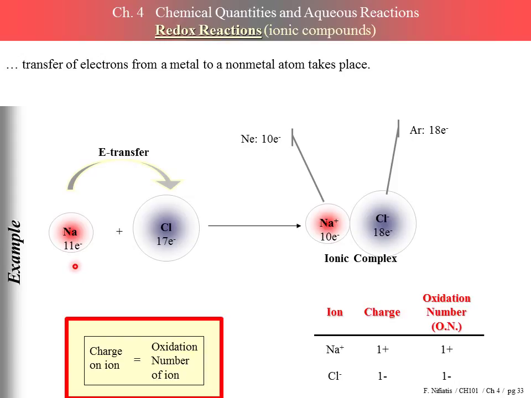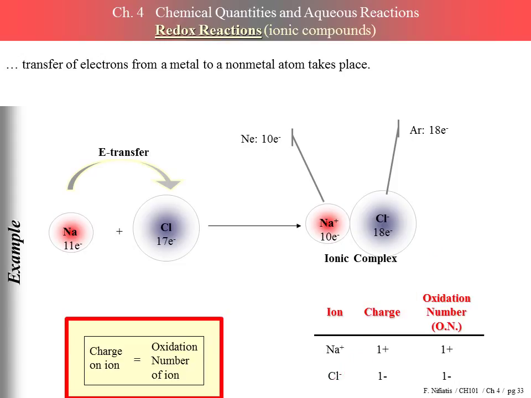Do you remember? Back then we were discussing sodium, a metal that has the tendency to give up 1 electron, and the chlorine atom that has the tendency to gain 1 electron. Sodium has 11 electrons. If it loses 1, it's going to have 10, the same as a noble gas, neon. Chlorine has 17. If it gains 1, it's going to have 18, the same as a noble gas, argon. Now, the sodium cation has +1 charge and the chloride has -1 charge, and the oxidation number is +1 for the sodium, -1 for the chloride.